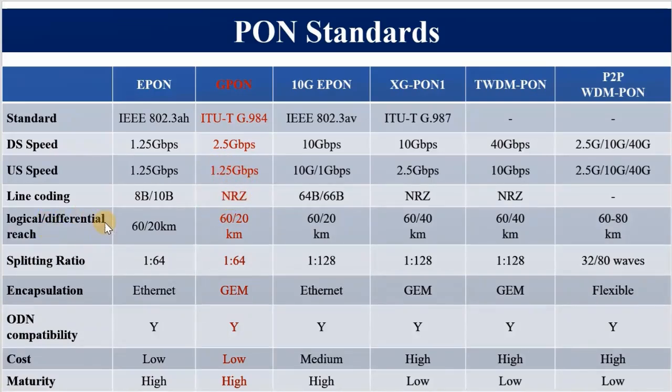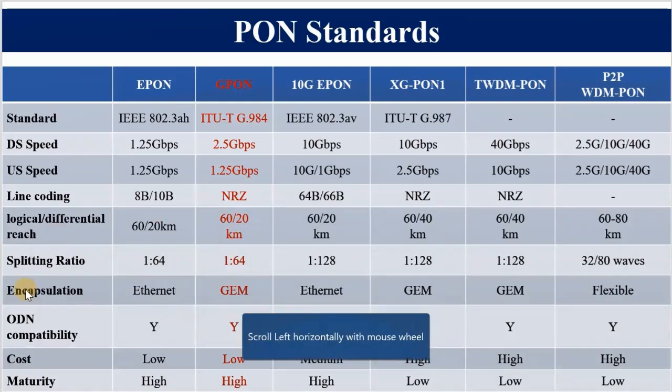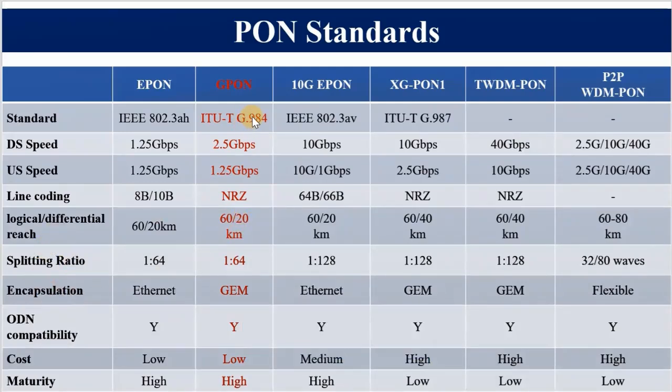In terms of differential reach, or logical reach, it is 60/20 kilometers. 20 is for physical reach and 60 is for logical reach. We don't consider losses for the logical reach, and the physical reach stretches up to 20 kilometers, which is less than the logical reach because on the physical reach we consider losses. Then in terms of splitting ratio, G.984 uses a split ratio of 1:64.